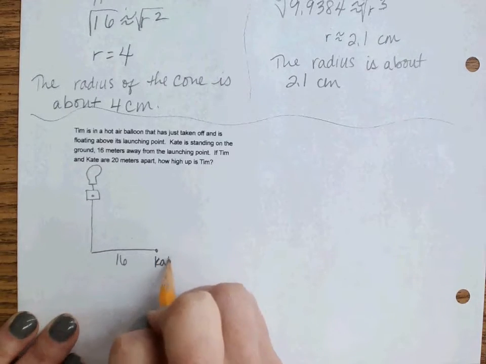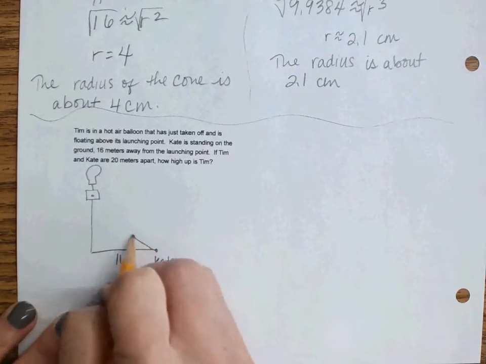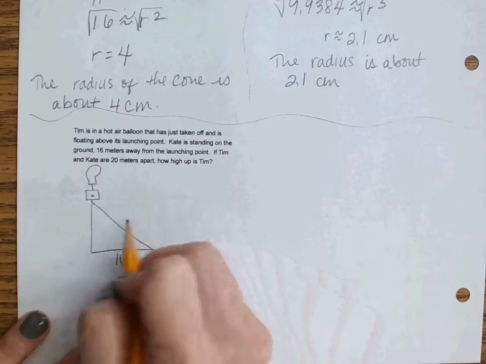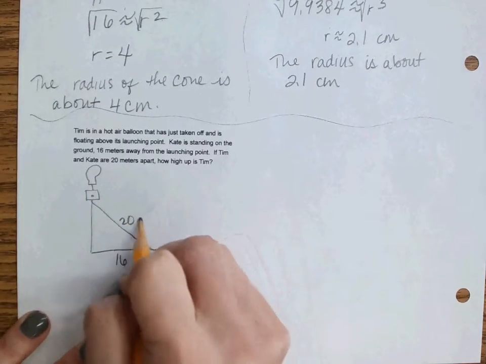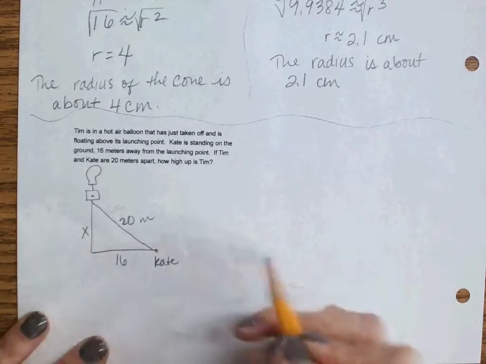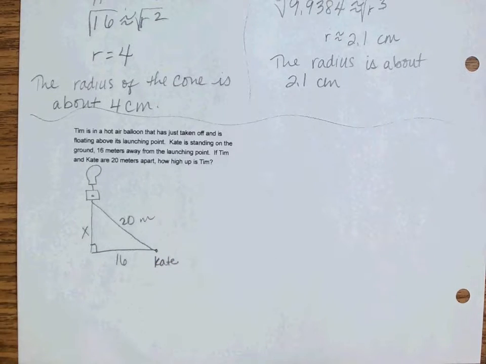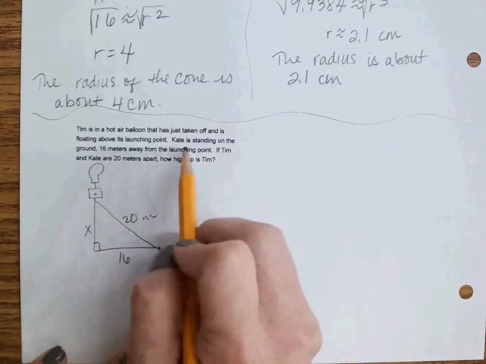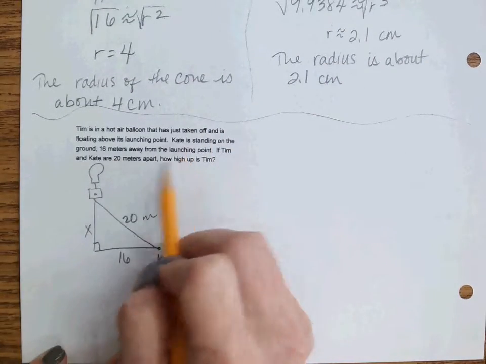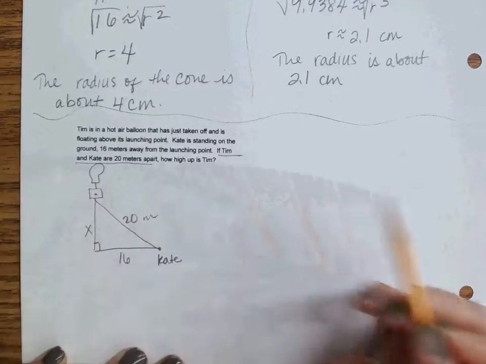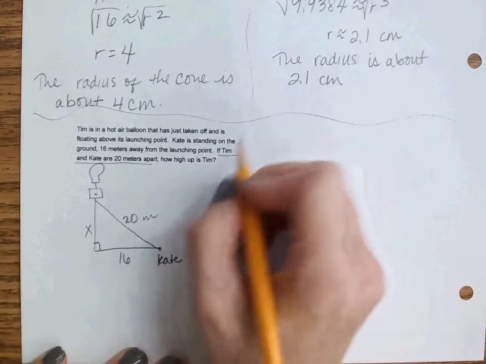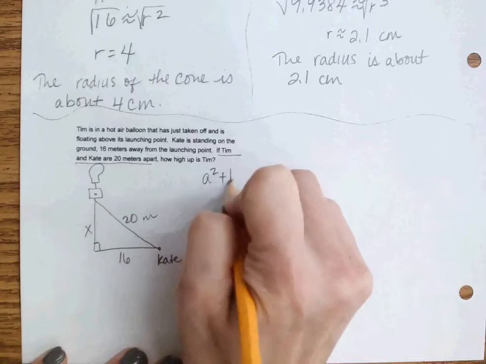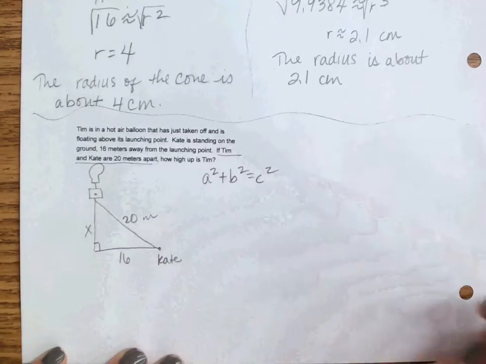So we'll mark that this is Kate. So Kate and Tim are 20 meters apart. We want to know how high up is Tim. That is kind of how we would set this one up. I think this part right here, where Tim and Kate are 20 meters apart, kind of throws a few people off. So, like I said, an example problem.